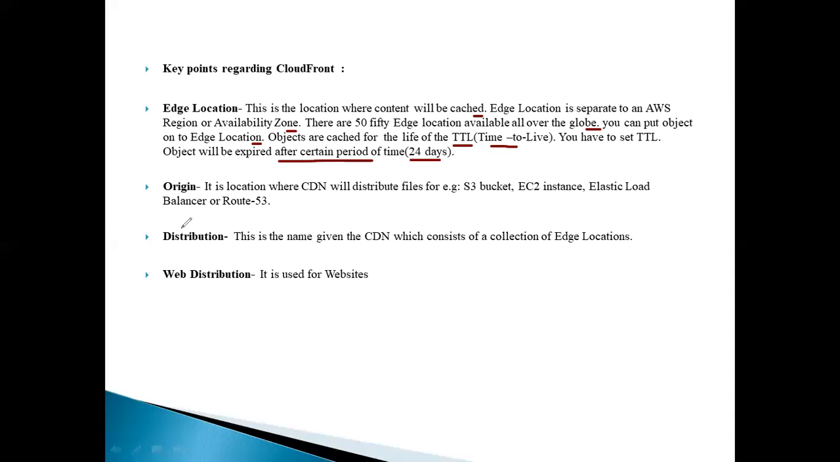Origin. At the time of creating a CloudFront distribution, you have to select an origin. Origin is the location from where the CDN, content delivery network, will distribute files, for example, an S3 bucket or EC2 instance or elastic load balancer or Route 53.